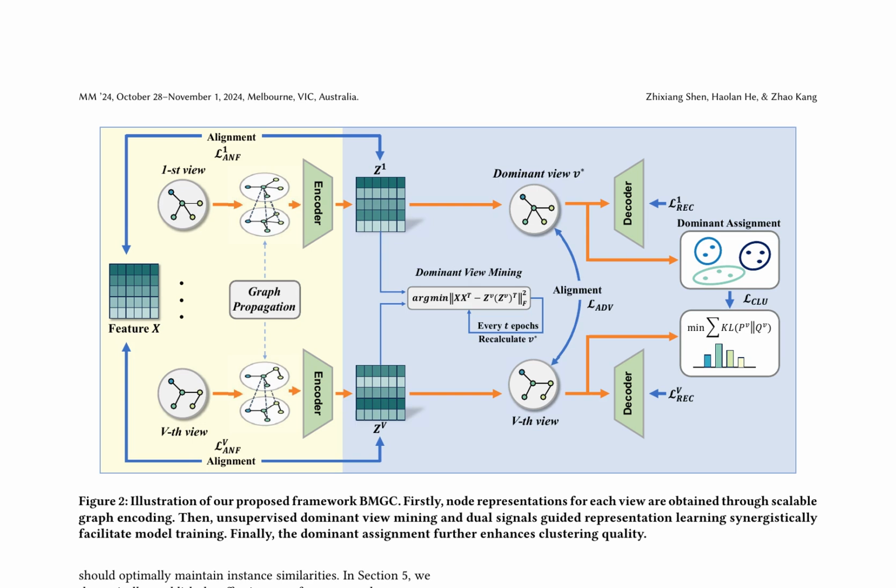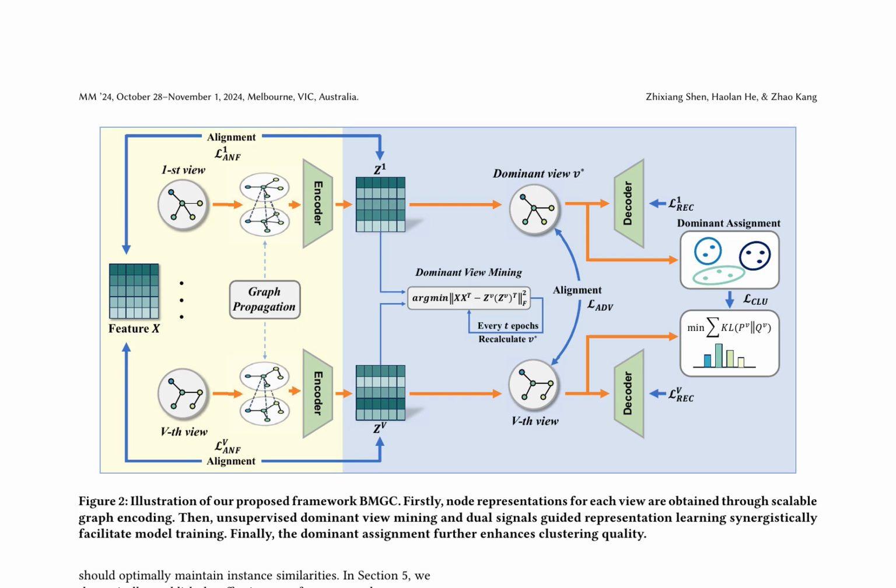In the dominant view mining component, the authors introduce an unsupervised metric to gauge view quality, relying on node representations rather than aggregated features to mitigate the impact of potential noise in real-world data. The dominant view is calculated using equation 8 and recalculated every t epochs to ensure the reliability of dominant view mining. The co-aligned representation learning component employs contrastive learning to align the representations of other views with the dominant view.